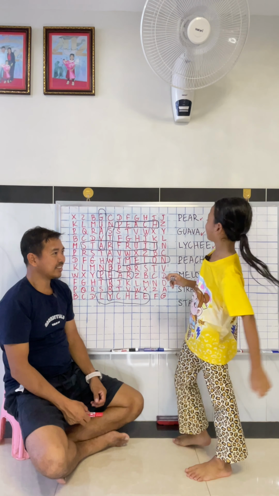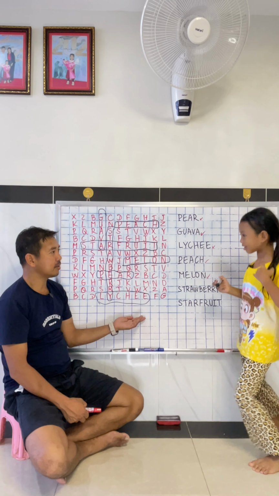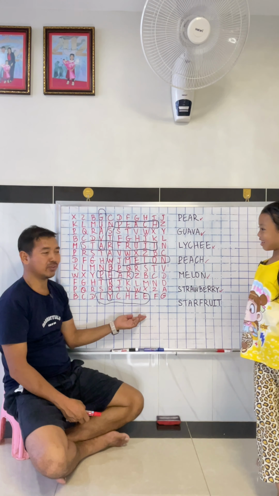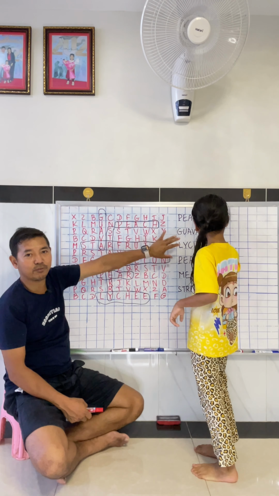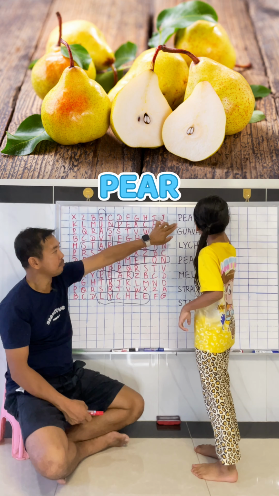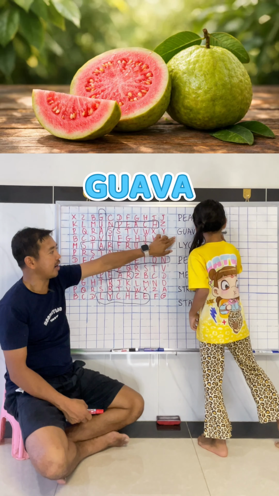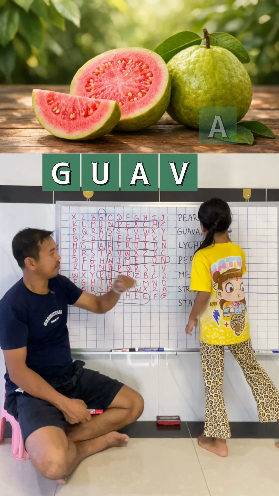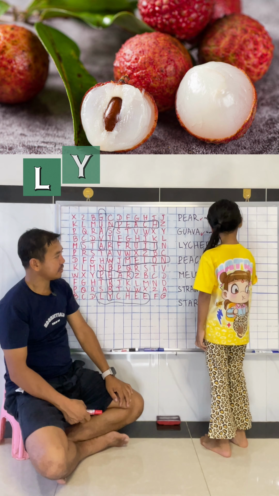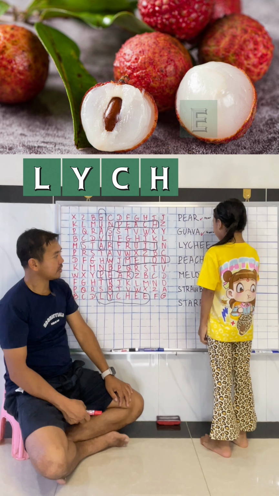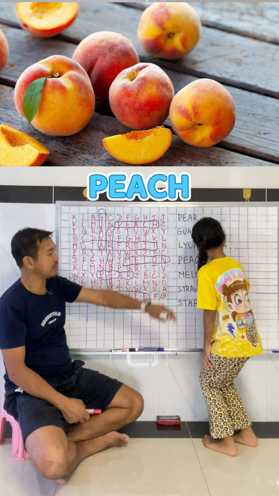So the seven words we already found in the puzzle game. So after that we will read all the seven words of fruit again. So start. Pear. Guava. Lychee. Peach.